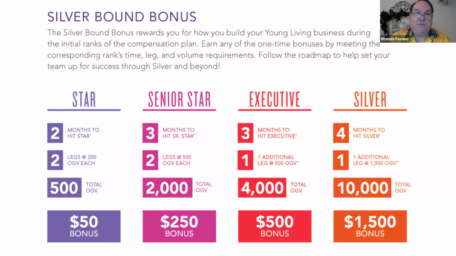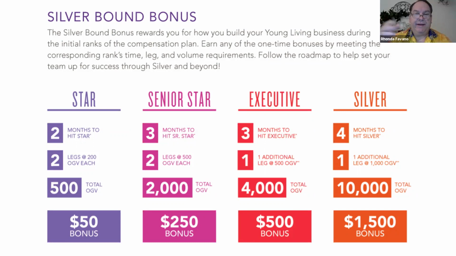But when we can explain it to them this way and say, to be a Star, you need to have 2 legs, 200 to get this bonus. You really only need 500 to be a Star, but to get the bonus, you need 2 legs and 200. It opens up the door to explain to them the concept of building legs. And going forward, it will help them.